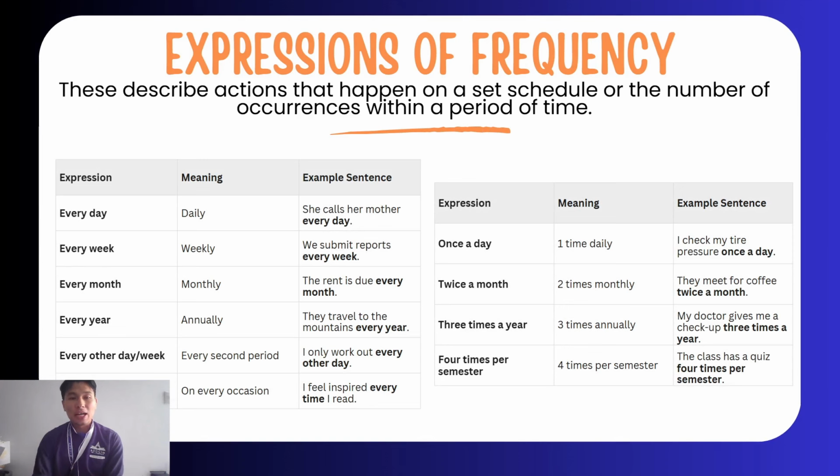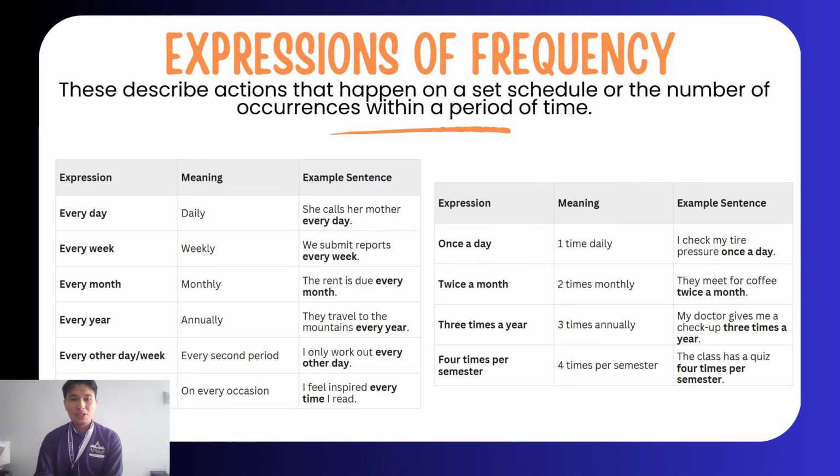Apart from the adverbs of frequency, we also have expressions of frequency. These describe actions that happen on a set schedule or the number of occurrences within a period of time. We have some expressions with every. For example, every day, every week, every month, every year, every other day or every other week, and every time.